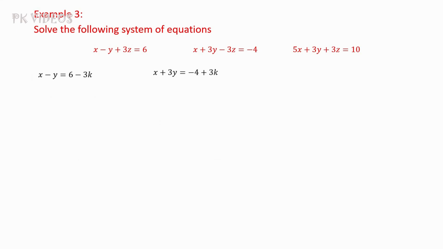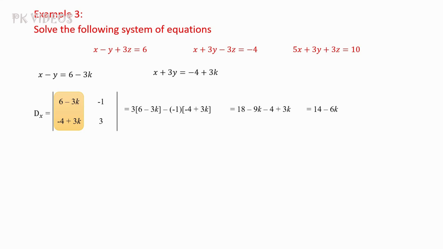We already have the 2 new equations, and from here to find dx, in place of the coefficient of x, we are replacing 6 minus 3k and -4 plus 3k, which are considered constants here. Then when we are calculating the determinant, we multiply 3 times 6 minus 3k, minus -1 times -4 plus 3k. When we simplify it, we get the determinant as 14 minus 6k.